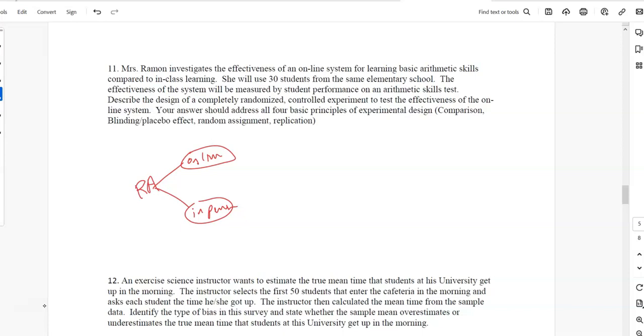At the end, after we give the treatment to them, we're going to compare the results, right? So we do compare the results of what happens there. The different mean test scores for the two groups is what we're going to compare.